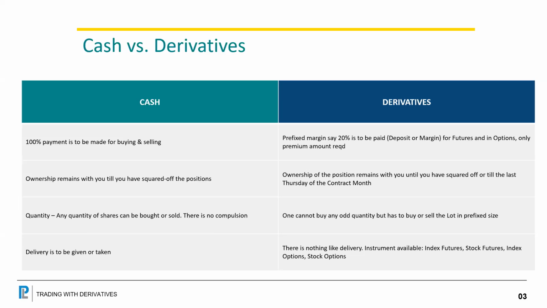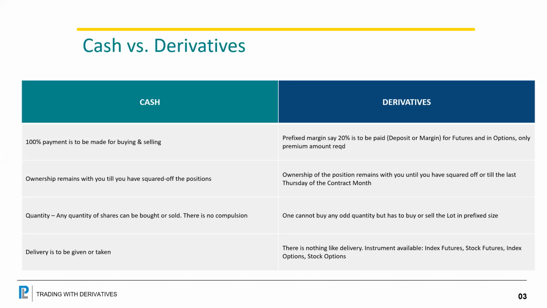डेरिवेटिव्स में वो स्टॉक या शेयर आपके पास तब तक रहता है जब तक आप उसको स्क्वायर ऑफ नहीं करते हो, या फिर लास्ट थर्सडे ऑफ द मंथ जो एक्सपायरी होता है तब तक आपके पास ये ओनरशिप रहता है. Cash में you can buy 1 share, 2 shares, 100 shares, but derivatives you have to buy in lots. Derivatives don't come in single shares, they come in lots. Like, Reliance 505 shares includes one lot. So if you're participating in derivatives in Reliance, then you have to buy one lot, that is 505 shares.